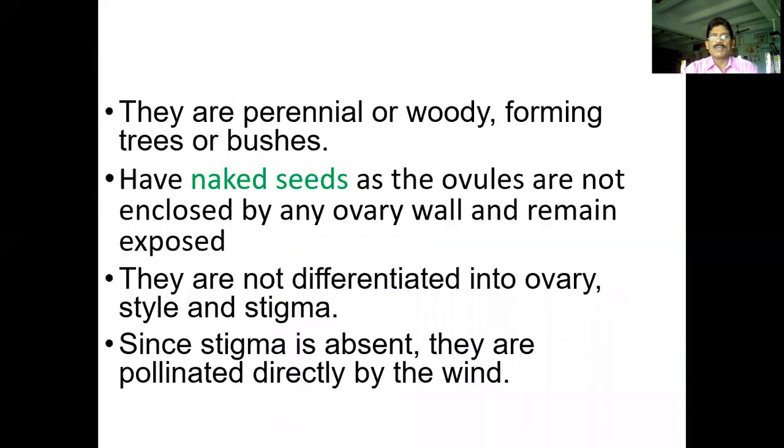They are perennial woody plants forming trees and bushes. They have naked seeds and the ovules are not enclosed by an ovary wall and remain exposed. They do not differentiate the ovary, style and stigma. So you cannot find a difference between ovary, style and stigma. Since the stigma is absent, they are pollinated directly by the wind. Most of these plants have no stigma. That's why they are pollinated with the help of wind. So that's why they are known as wind pollinated plants.